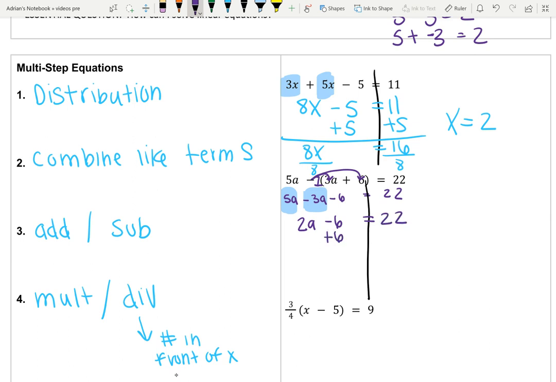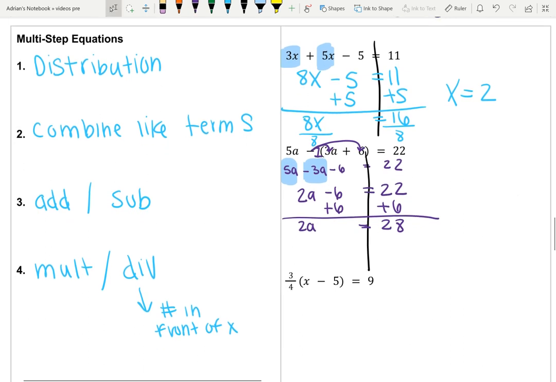And then I'm going to add my 6 over. So I get 2a equals 28. Now I'm going to divide by the number that's in front of x. So I'm dividing by 2 on both sides. So a is 14.